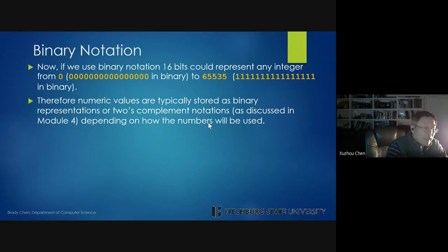That's why, typically, if you want to represent numeric values, you can use binary notation. With binary notation, for 16 bits, you can represent from 0 to 65,535. That's a very big range of numbers. If you use ASCII code, 16 bits only allows you to represent 2 digits. Therefore, numeric values are typically stored in binary representation or two's complement notation if you want to do math. Remember, we talked about two's complement: if you have 16 bits, you can use a two's complement system with 16 bits.